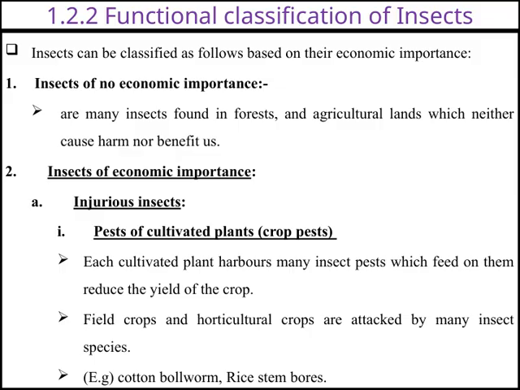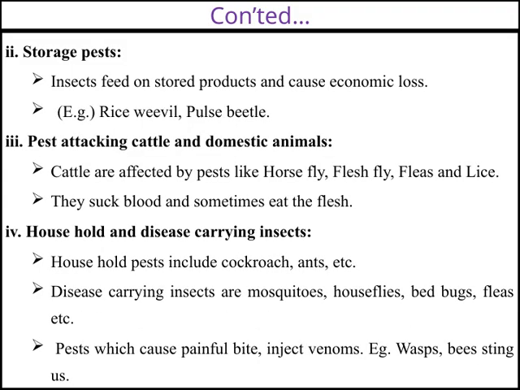For example, the cotton bollworm and rice stem borers are well-known pests that cause damage to important crops. Understanding these distinctions helps us better manage our agricultural practices and protect our crops from potential damage. Let's take a closer look at some other types of pests and their impacts.